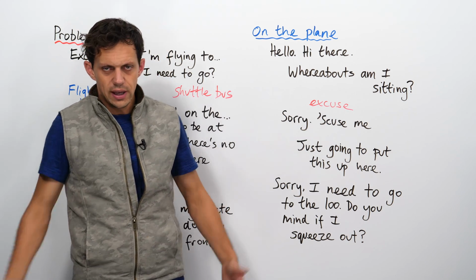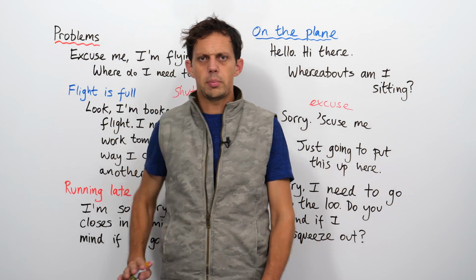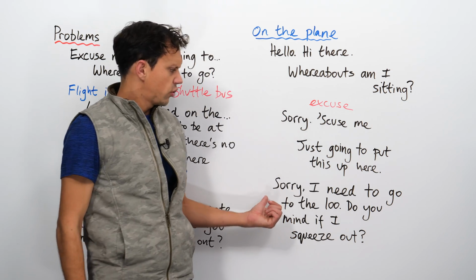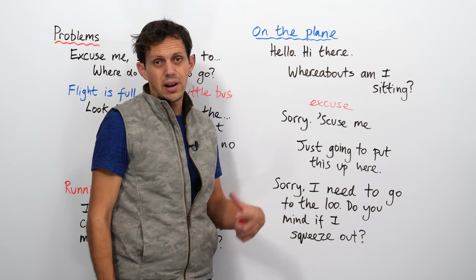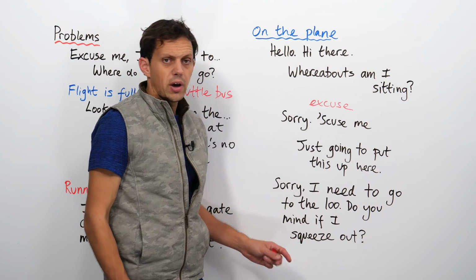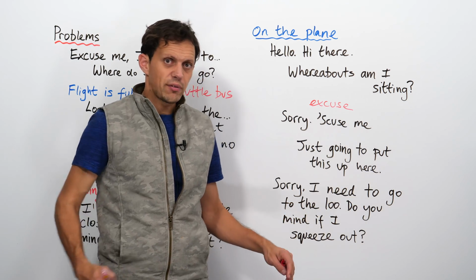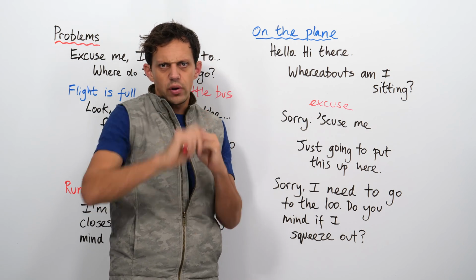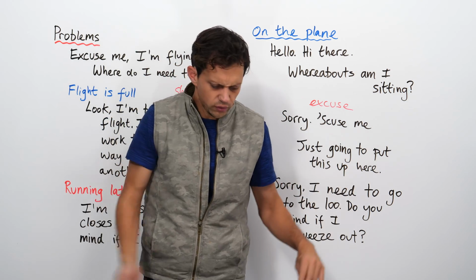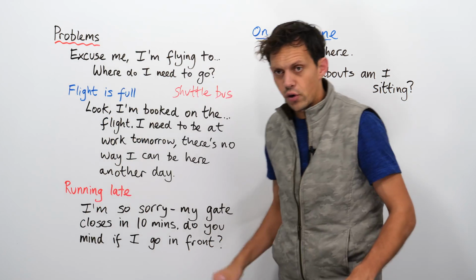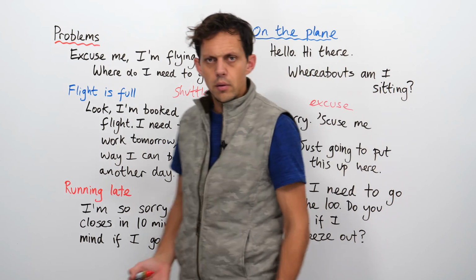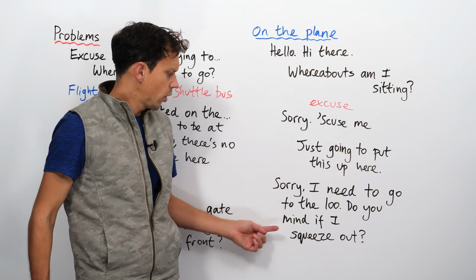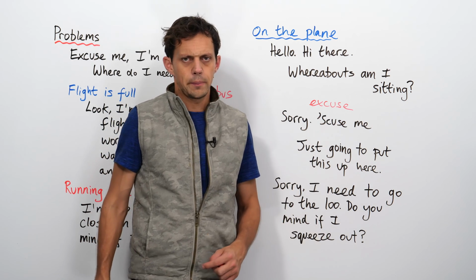Okay? You sit down, you put your seatbelt on, the plane goes whoosh. Oh, I need to go to the toilet. Sorry, I need to go to the loo. That's a polite word for toilet. Do you mind if I squeeze out? So we've got a small gap and you're squeezing through the gap. And they'll say, no, of course not. Off you go. Actually, what they'll probably do is they will get out and then they'll say, go on. But if you start saying the sentence, they'll probably say, no, it's fine. And they'll get up. You probably won't need to say the whole sentence.